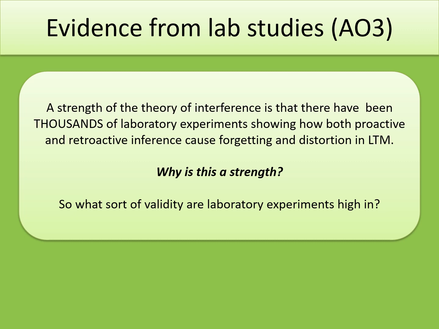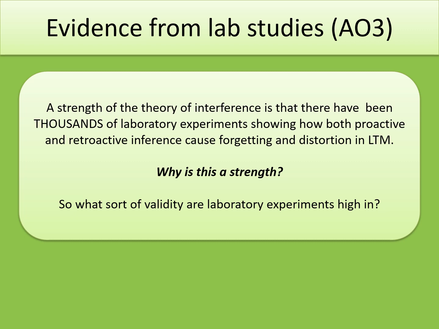So the first one is a strength, and it's the fact that interference theory has literally had thousands of laboratory experiments showing both proactive and retroactive interference. And so why is that a strength? That's what you need to say. So first of all, what sort of validity are laboratory experiments usually high in? Have a little think about that. And hopefully you've said internal validity, which means is the experiment well controlled and is it well designed? And so when you've got laboratory experiments, they are often very well controlled, very well designed.